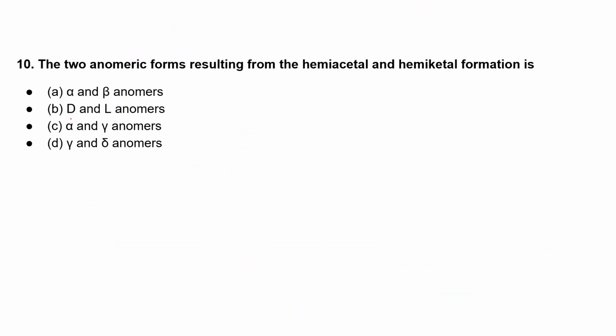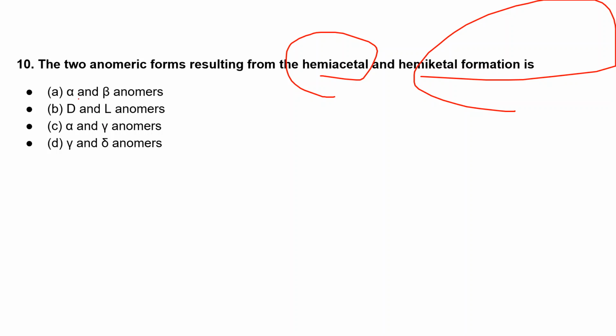The next question: the two anomeric forms resulting from hemiacetal and hemiketal formation are? Option A is alpha and beta anomers. Option B is D and L anomers. Option C is alpha and gamma anomers. And option D is gamma and delta anomers. Anyone? The two anomeric forms resulting from hemiacetal and hemiketal formation are?